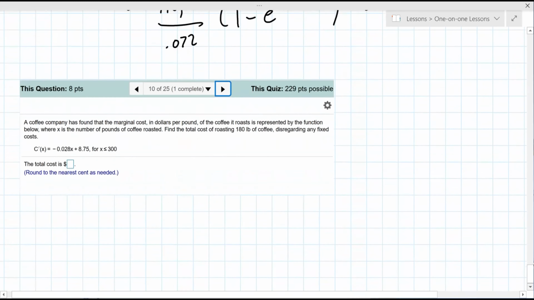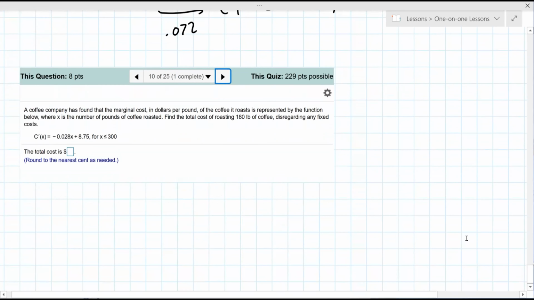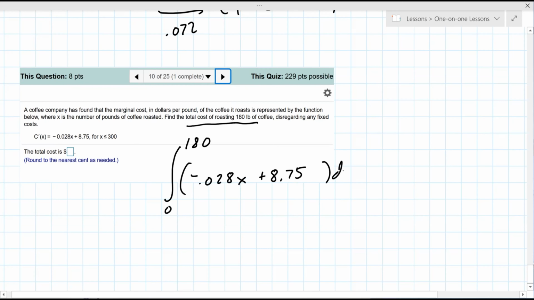So we're up to 10. A coffee company has found the marginal cost in dollars per pound. Find the total cost of roasting 180 pounds. So that's the integral from 0 to 180 of minus 0.028x plus 8.75. All you're doing is putting this in your calculator. That's why that video, and if you don't like that guy, there's a ton of other ones. You've got to learn how to do an integral in your calculator.